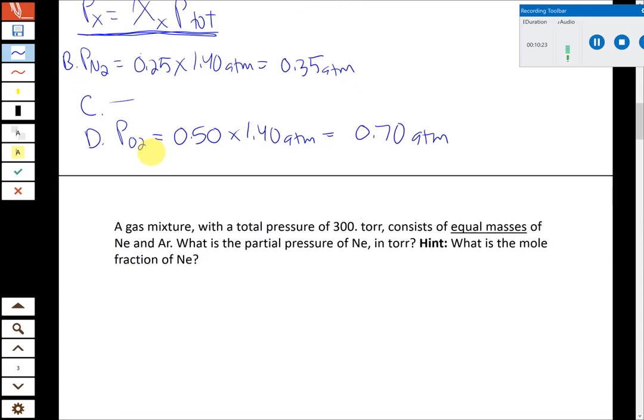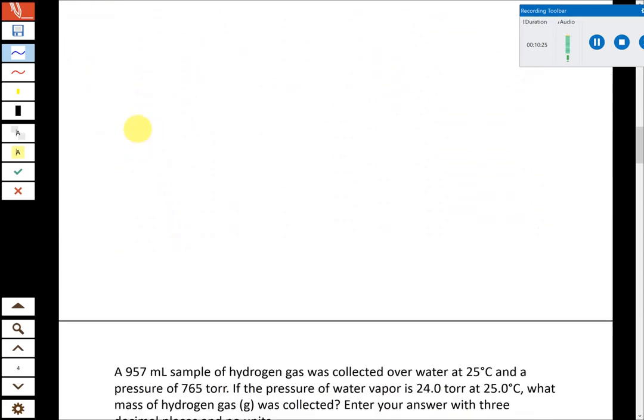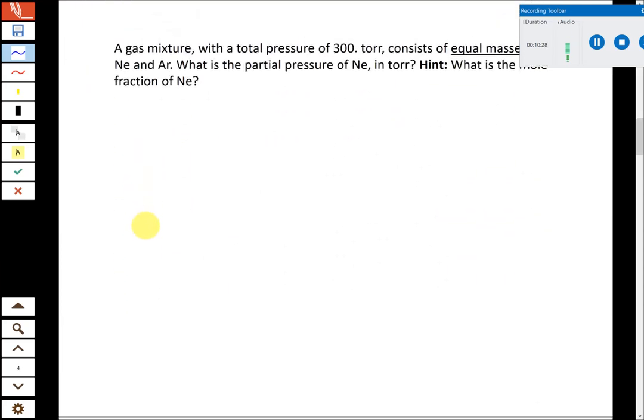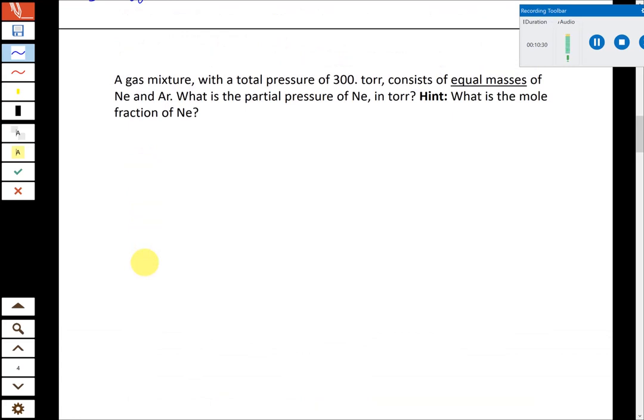All right. And then finally, this last related question here is going to use the same concept, but in this case, we're not given exact numbers. We're just told the total pressure is 300 torr. We have equal masses of neon and argon. We want to know what is the partial pressure of neon in torr. And the hint here is to find the mole fraction of neon.